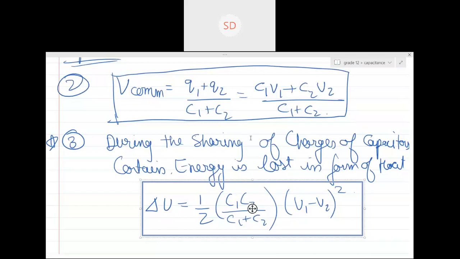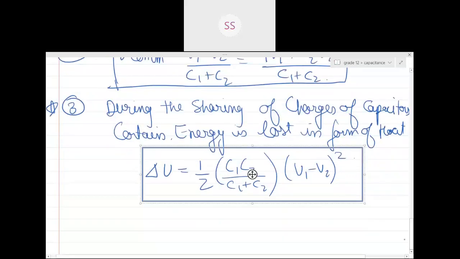We'll derive it later, okay? So for now, just write half in bracket C1 C2 upon C1 plus C2. Can you see? This formula was for what? The series combination, remember? Was this the formula for the series combination of two capacitors, right? And what is V1 minus V2? V1 minus V2 is basically the difference in potential. Okay? Is this clear, guys? Any doubt?